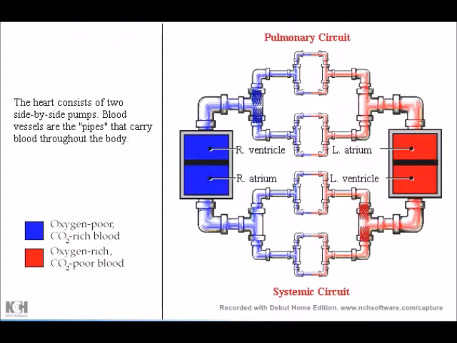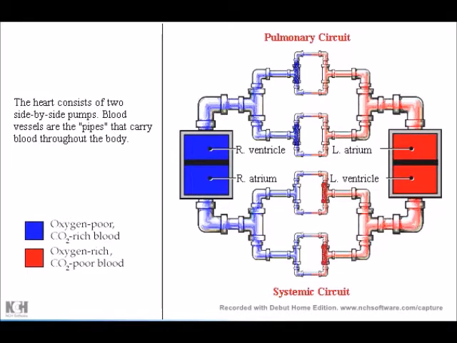The heart consists of two side-by-side pumps. The blood vessels are the pipes that carry blood throughout the body. In this animation, we see that the right atrium and right ventricle pump oxygen-poor, carbon dioxide-rich blood to the lungs. In the lungs, the blood receives oxygen, eliminates carbon dioxide, and travels back to the left atrium of the heart.